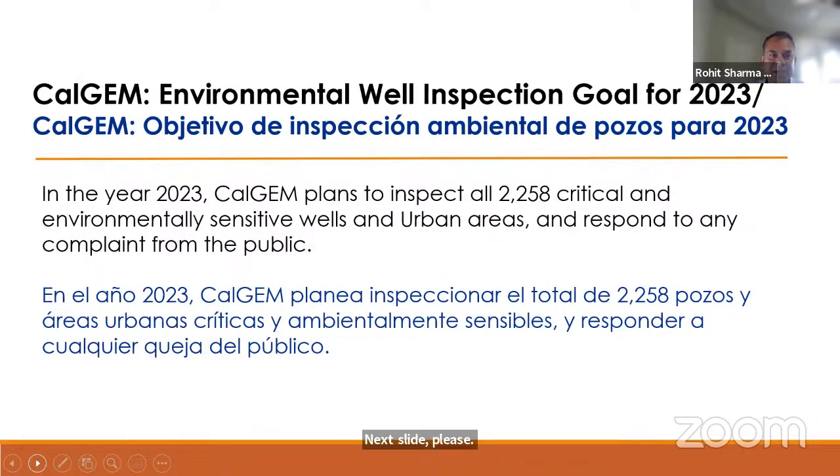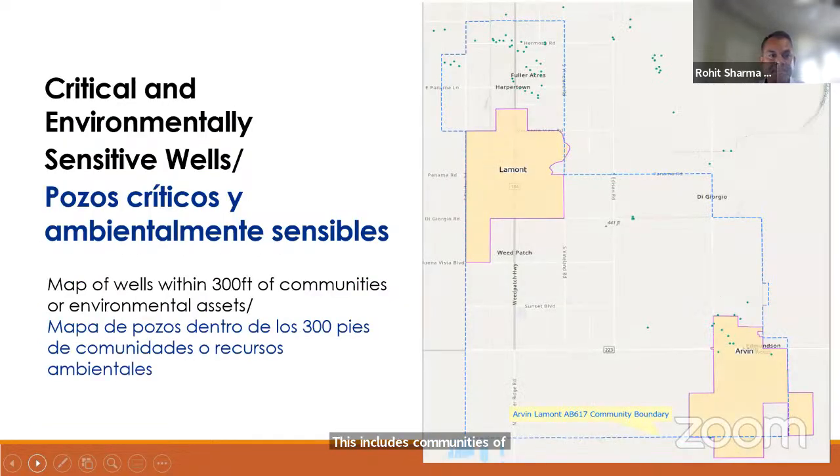So the Central District plans, again, to inspect all 2,200 critical and environmentally sensitive wells in urban areas and respond to any complaints from the public. This includes the communities of Arvin and Lamont. Next slide. So again, this is a map of the Arvin and Lamont community boundary, and the green dots on the map represent the well locations within and close to the community areas.